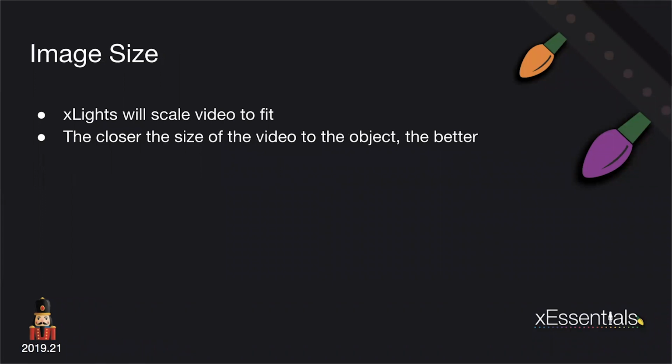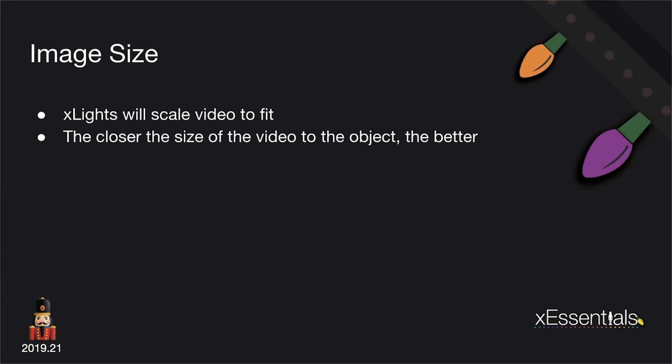The next part of a video file is the image size. Now, the image size is exactly what you think it is. High definition would be 1920 by 1080, and that's the pixel count. It has 1920 pixels wide by 1080 pixels high. And that's just the size of your image.